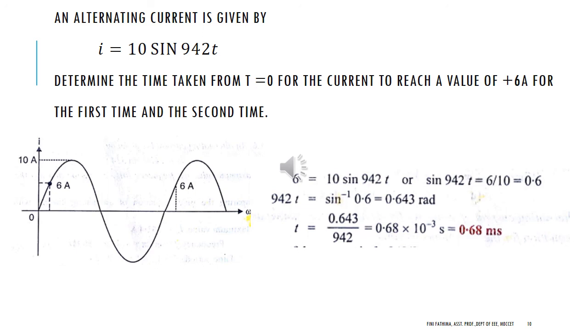For the second time, what we have to do, one cycle we already know, 2 pi by 942, plus this 0.68 millisecond will give the time to reach the current for the second time.